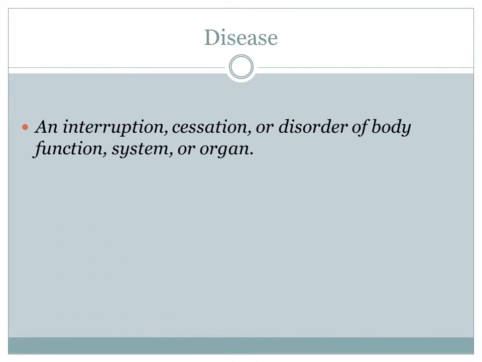So before we go any further, let's have a look at the word disease. What exactly do we mean when we say the horse has a disease? Webster's Medical Dictionary describes disease as an interruption, cessation, or disorder of body function, system, or organ. So that's a pretty broad definition of the word. It covers pretty much any change of a function of the body, of a system of the body, or of specific tissue or organ of the body.